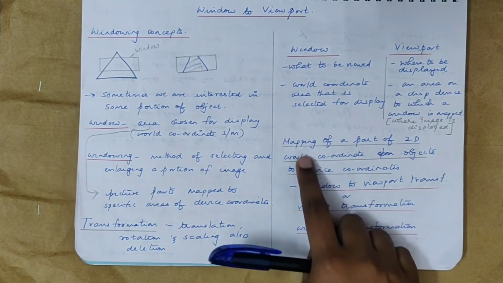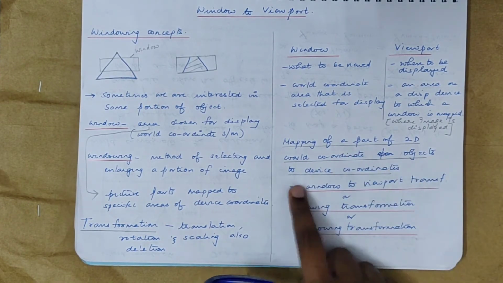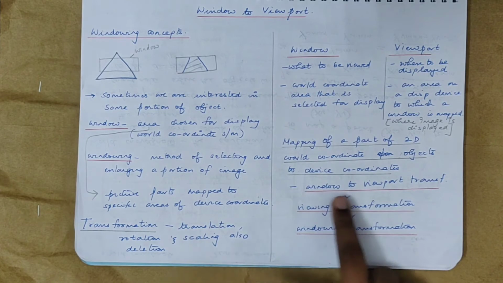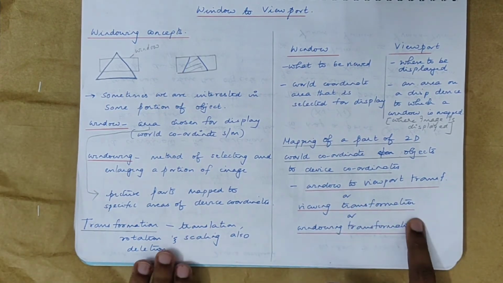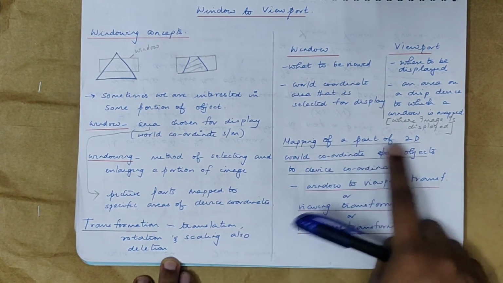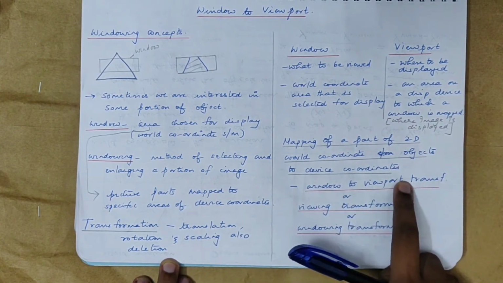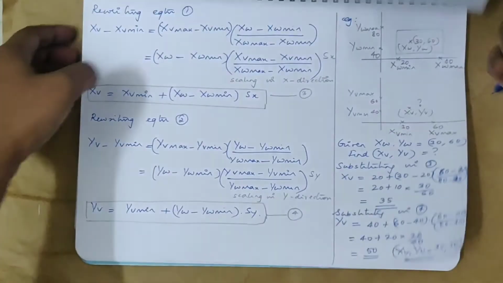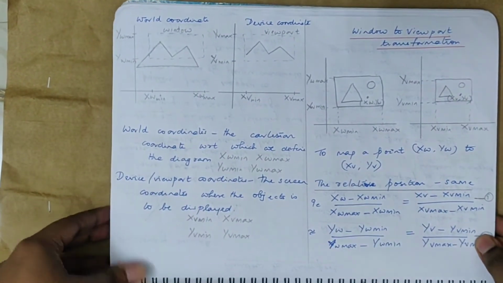So this mapping of a part of the 2D world coordinate object to device coordinates, you call that the window to viewport transformation. It's also called viewing transformation or windowing transformation. That is converting a part of the two-dimensional world coordinate system to the device coordinate system. Okay, now let us see how this is done.